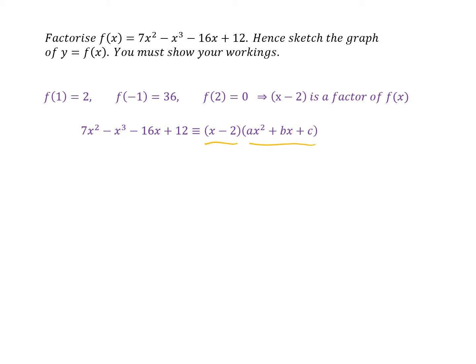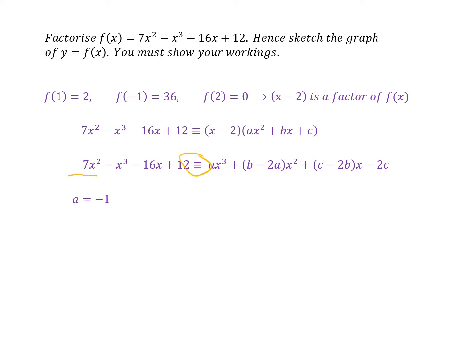So the first thing I do is to multiply out the brackets and group the like terms, and then I can compare the coefficients. Comparing the coefficients of x cubed to start with tells me that a must equal -1 straight away, so I get a quick win there. Then I can compare the coefficients of x squared on both sides, because this is an identity. 7x squared, so 7 must be the same as b minus 2a. So that gives us b equals 5.